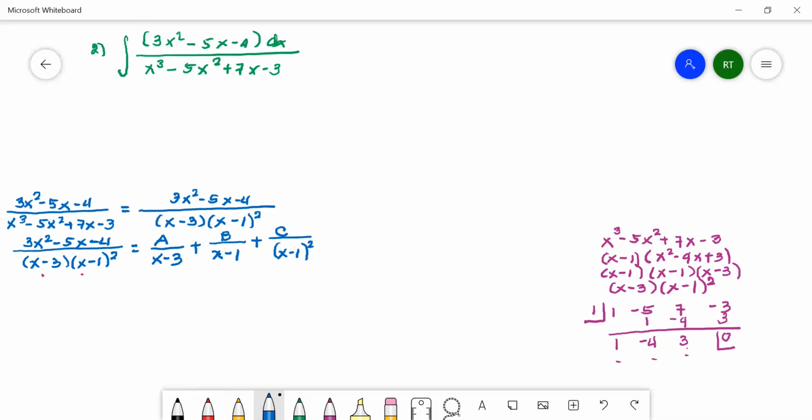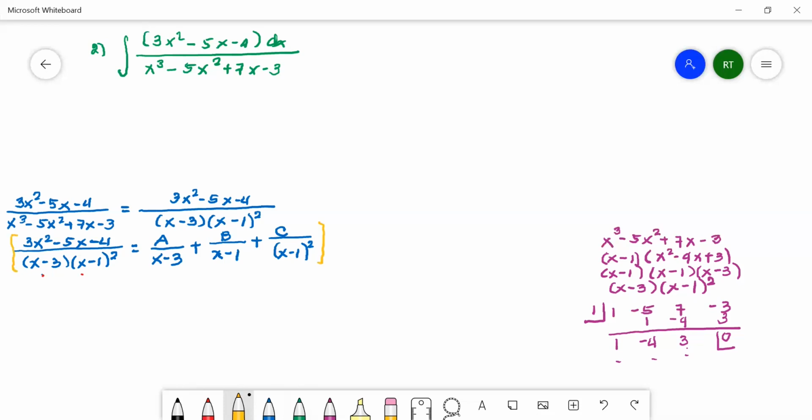If it is repeated 3 times, then we will have another term, D over x minus 1 raised to the third power. But since it is repeated twice only, then for the repeated linear factor x minus 1, we will have B over x minus 1 plus C over x minus 1 squared. And let us try to simplify the resulting equation.